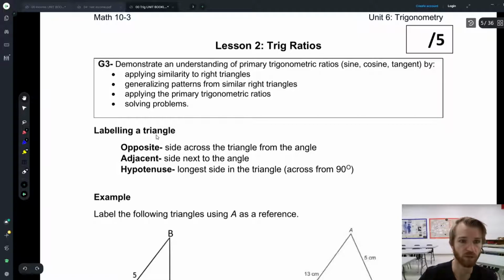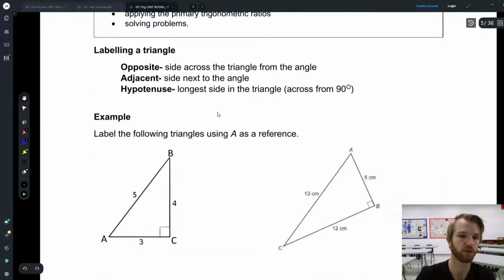So when we label a triangle, it's based off of what angle we're talking about. I'll show you what I mean here. There are three sides to a triangle. One of them is always going to be the same. We've already talked about this one before. This is called the hypotenuse. The hypotenuse is always the longest side of a triangle.